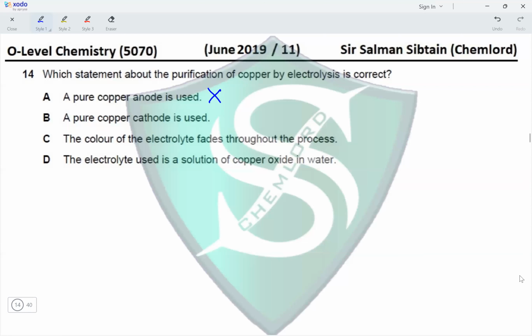A pure copper cathode is used, yes, so that the copper ions that are reduced are deposited on a copper plate and the mass of the copper plate increases. The color of the electrolyte fades throughout the process. No, because copper ions are going into solution and then depositing on the cathode. So no. Color will remain the same. And the electrolyte used is a solution of copper oxide in water. It's copper sulfate, aqueous copper sulfate, copper 2 sulfate. So the correct option for this question is option B.